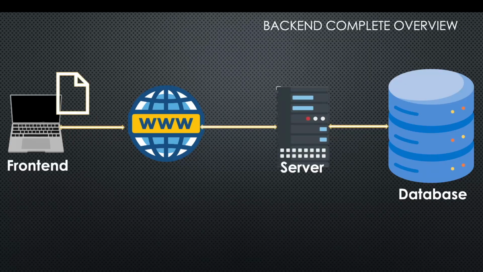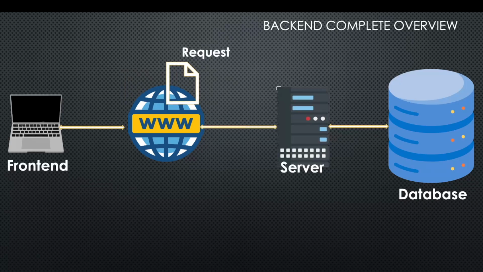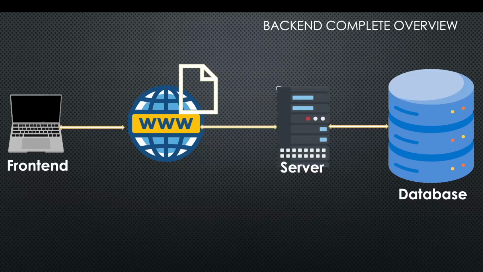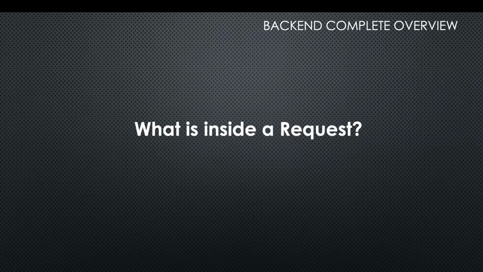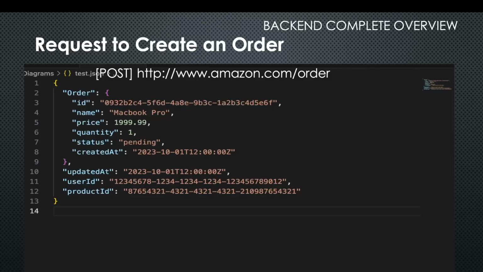The message that the front end sends to the backend is known as a request, and the backend acknowledges the request and sends back a message to the front end known as a response. This process is called a request-response cycle, and this is generally how a web application works. Now that we have seen the overall flow, we are going to take a deep dive into what's inside a request. Here is a simplified request to create an Amazon order.